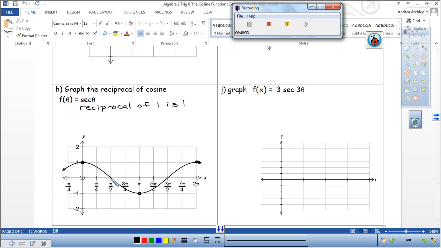Okay, the next point that's easy is this one right here, the 0. Okay, the reciprocal of 0 is 1 over 0. And what's 1 over 0, class? Undefined. Those are my asymptotes. So I draw in my asymptotes wherever there's a 0 on my cosine.